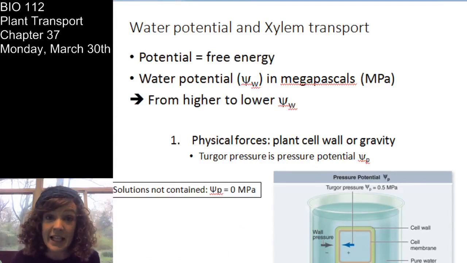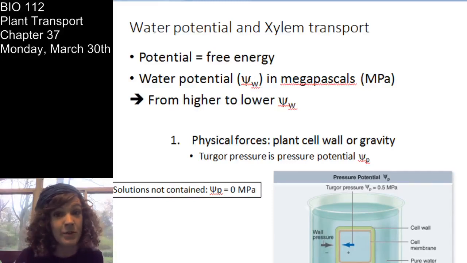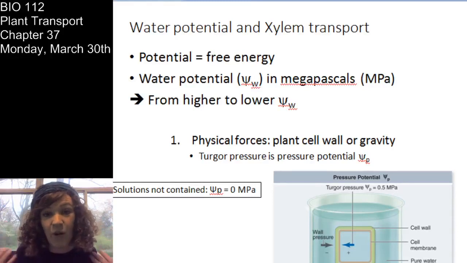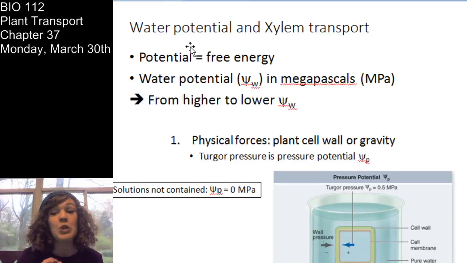You will see this again, probably a lot. I know that many of you will take ecology, where we talk a lot about water potential as well, because it's important to water movement in plants and whole region water balances. Transpiration matters for that, so it's important to understand how water moves through plants. Okay, so let's talk about what water potential is.